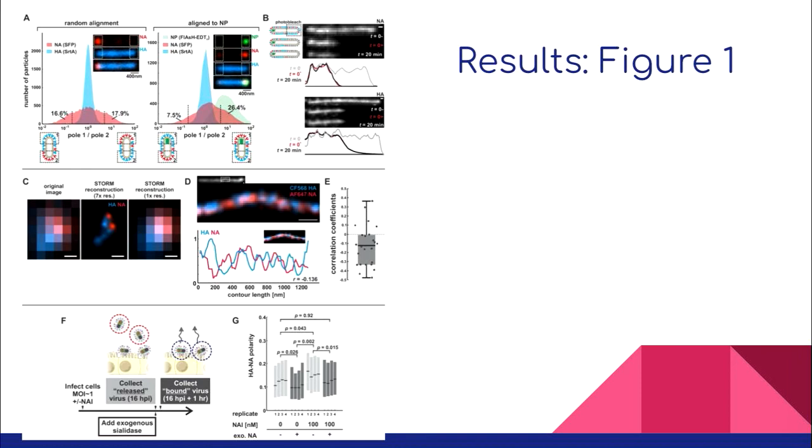Graph E plots spatial correlation coefficients from 24 regions of filamentous particles. Graph F illustrates how HA-NA distribution affects viral cell surface escape after the addition of exogenous sialidase in the challenge assay. And graph G plots the median distribution of HA-NA polarity in filamentous viral particles in the presence and absence of exogenous sialidase.